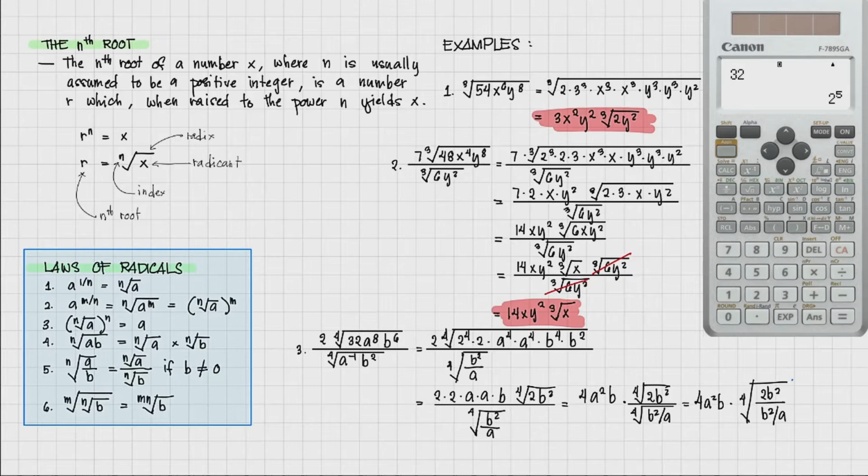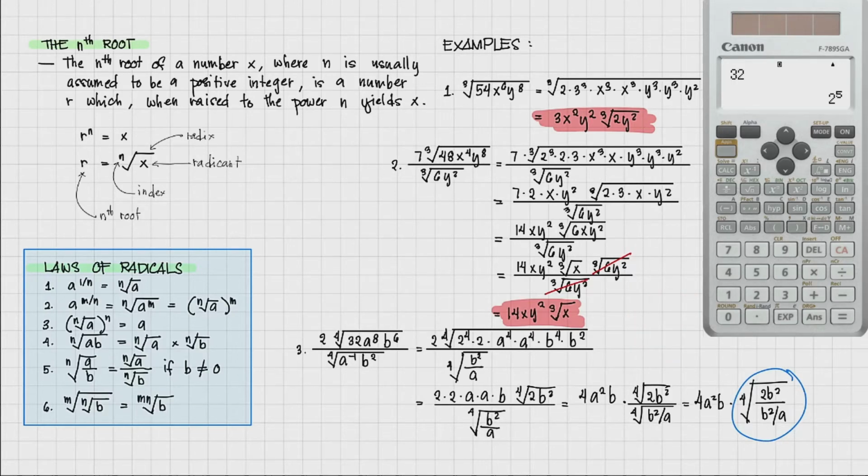Okay, my video stopped. Wait lang. So let's check. Is it working? It's not working. So let me take a pause first. Ayan, there you go. It's working again.